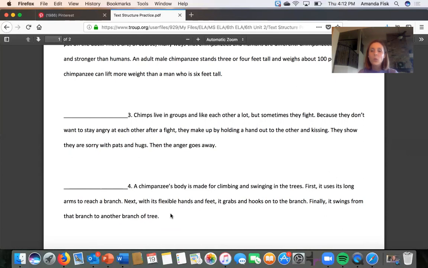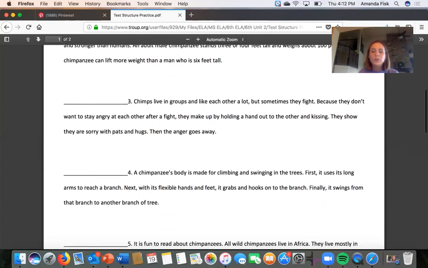If you guessed sequence, you are correct. They're putting something in order. Like we talked about when we did our wax museum, right? We did all the dates in order. Well, even though these aren't dates, these are clue words. These are called transition words, and they're giving us a sense of time and what you're doing first all the way to the end.